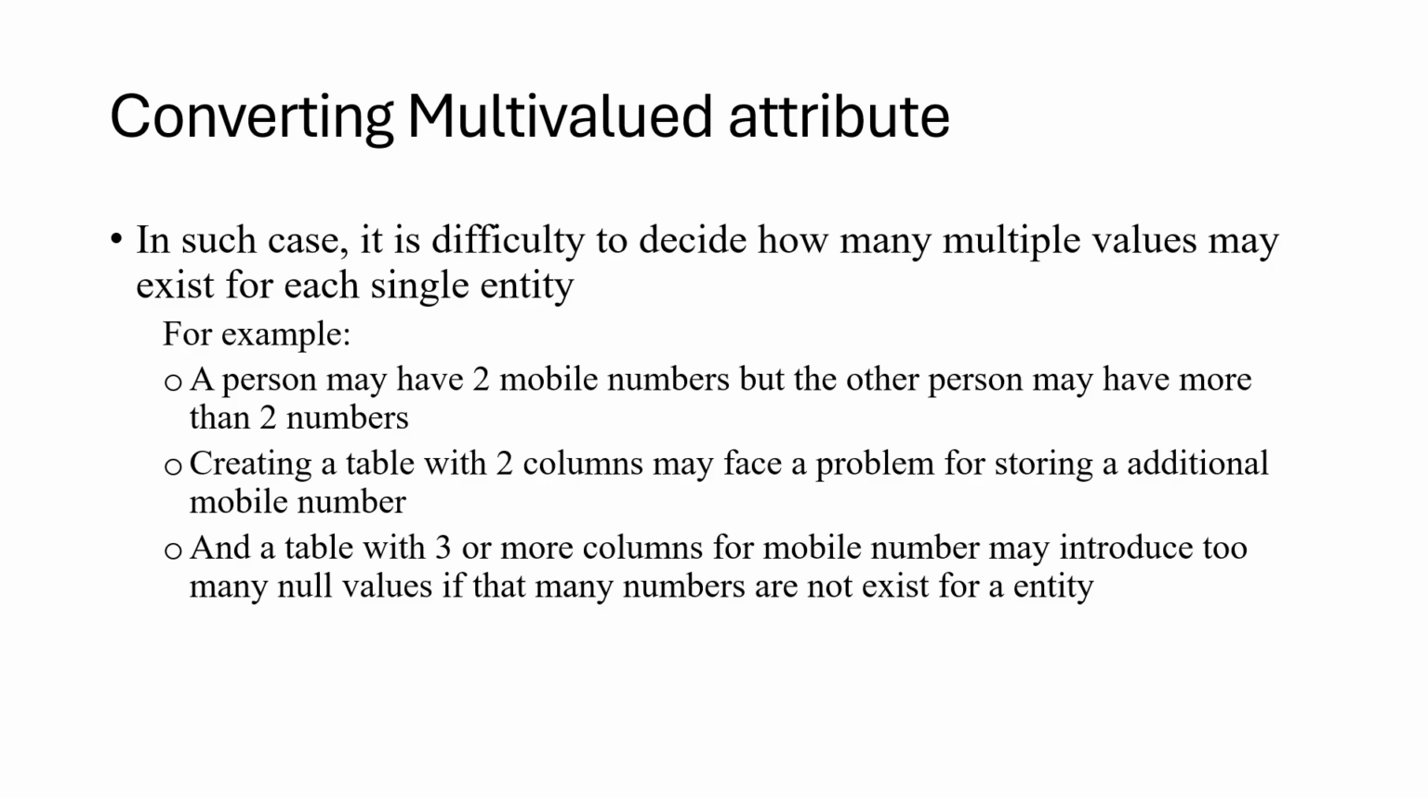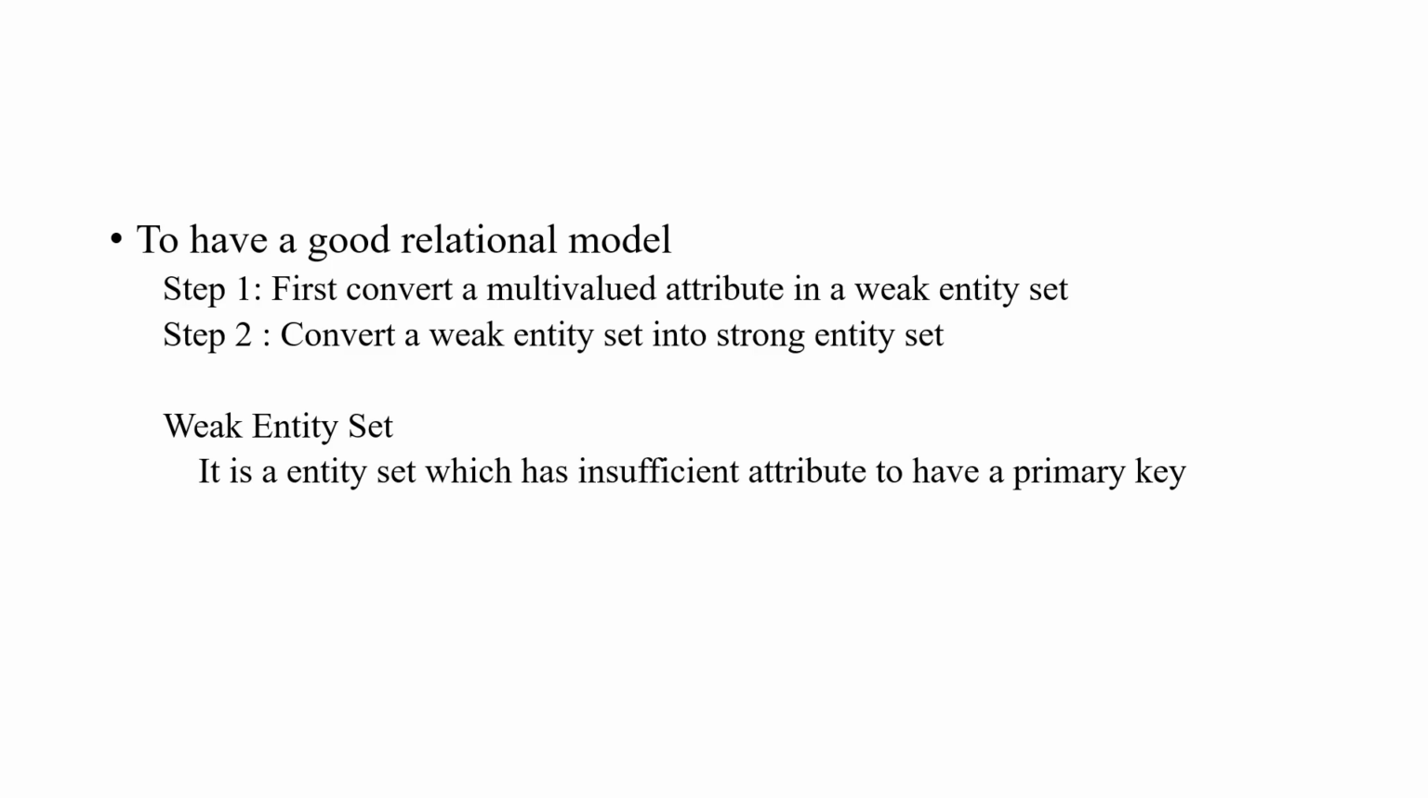The first step is to separate the multi-valued attribute into a separate entity set. Now, the second step is that the multi-valued attribute, which is now represented by a separate entity set, is a weak entity set. Now, a weak entity set is the one which has no keys or no attributes to decide a primary key. So such entity sets are called weak entity sets. So in the first step, we will separate the multi-valued attribute.